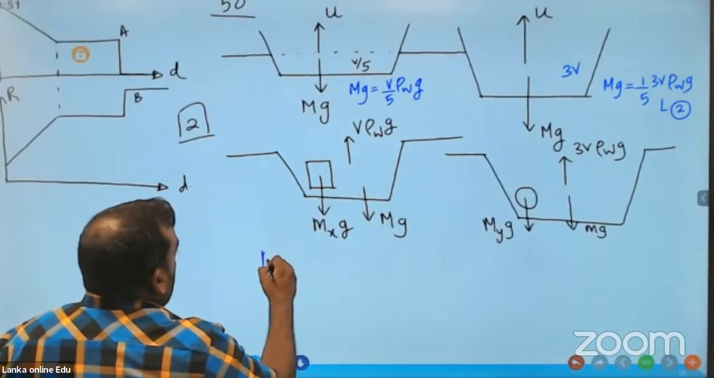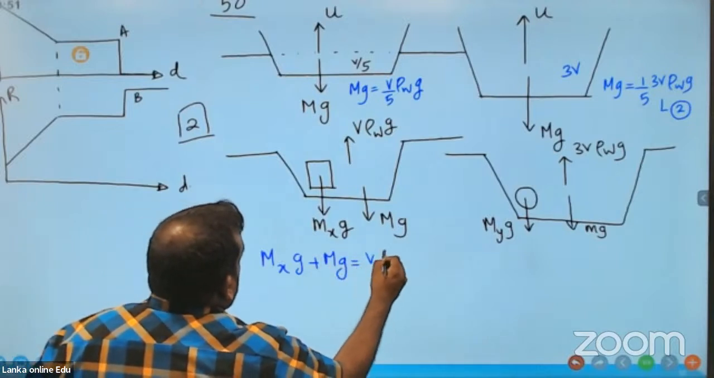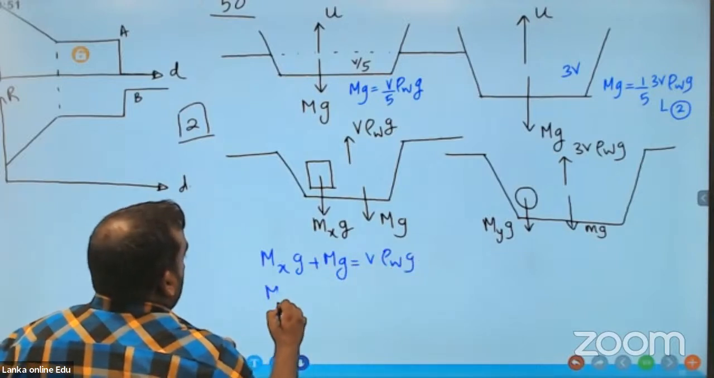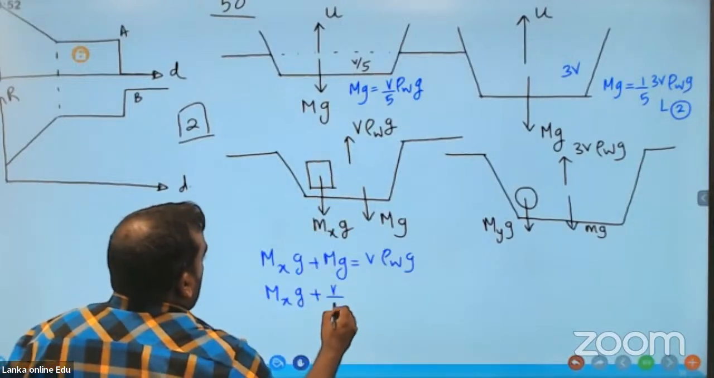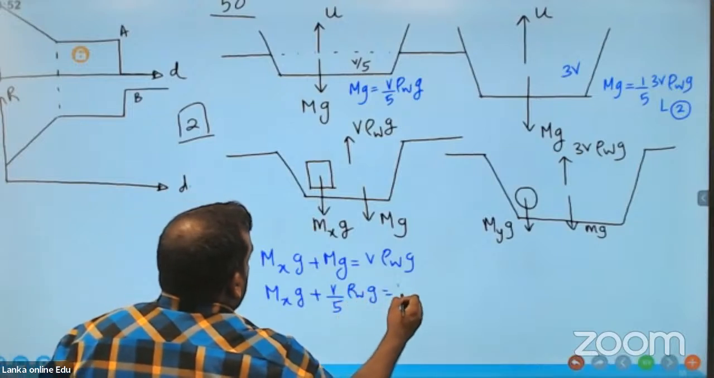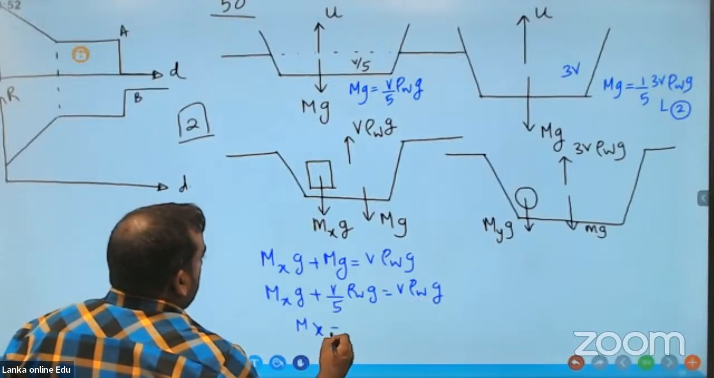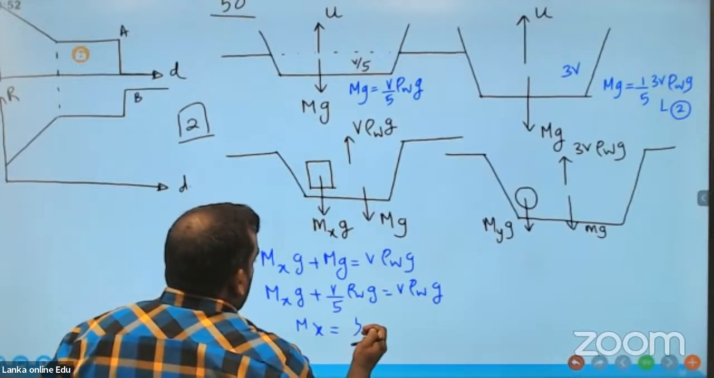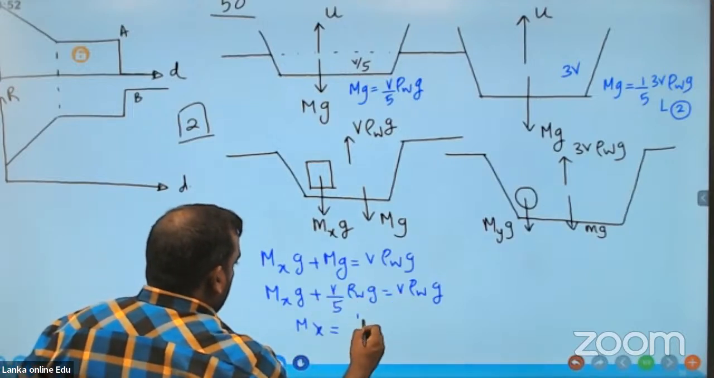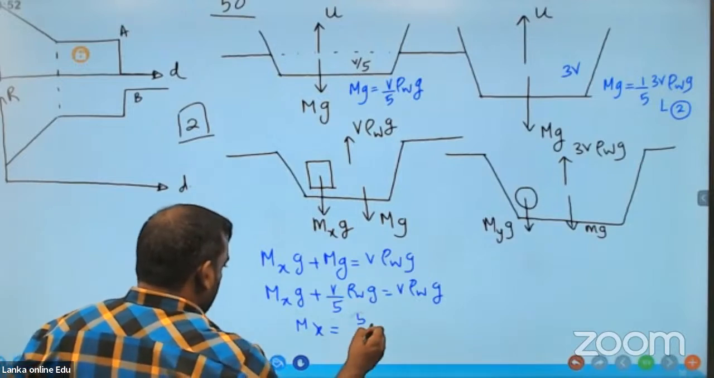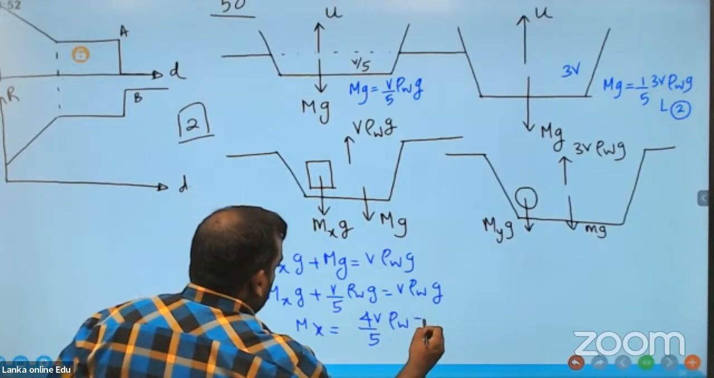Now you write here Mxg plus Mg equals V rho Wg. Mxg plus Mg, already found, V over 5 rho Wg. V rho Wg. All the g cancels off. Mx equals V minus V over 5, which means 4V over 5 rho W. Equation 1.